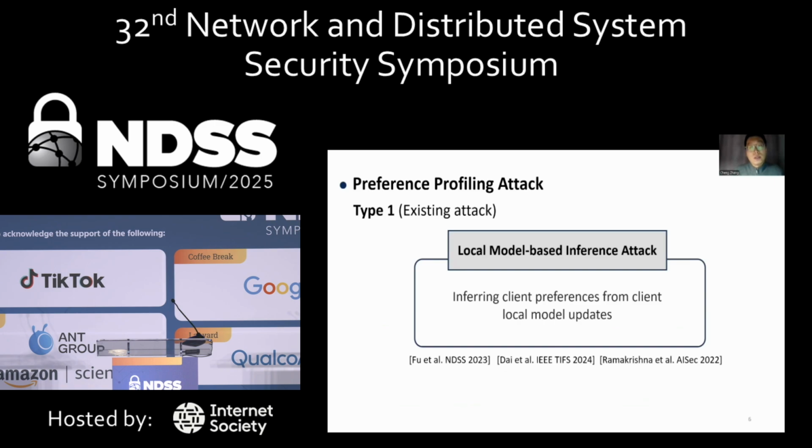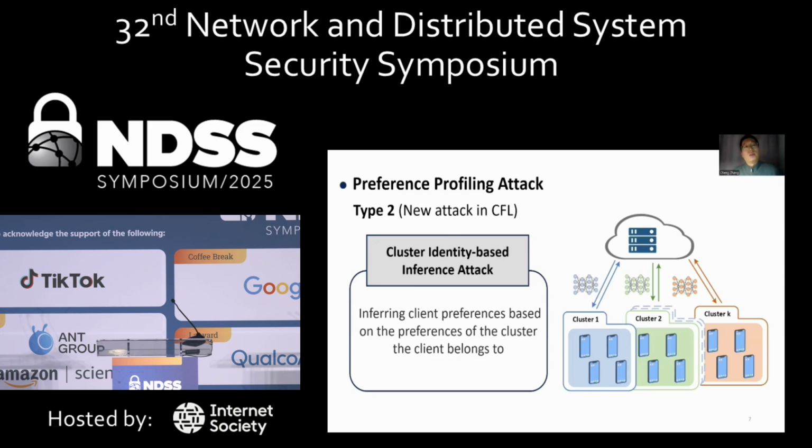In cluster federated learning, we think there are two types of preference profiling attacks. The first involves inferring preferences based on the client's local model updates, and the details of the attack have been proposed in some previous work. The second is the cluster identity-based inference attack, and it is unique to cluster federated learning.